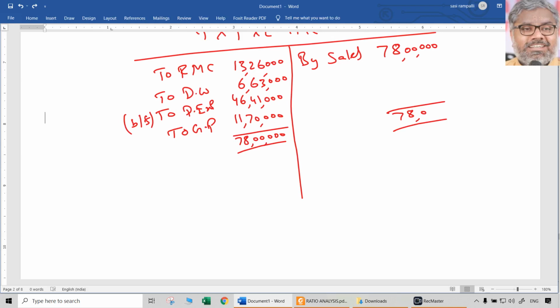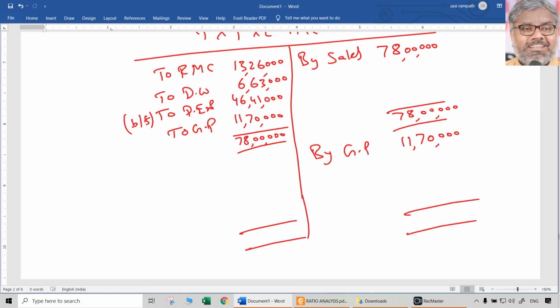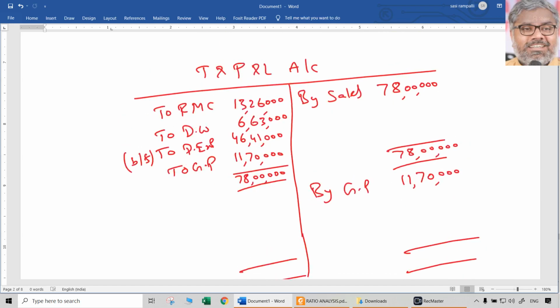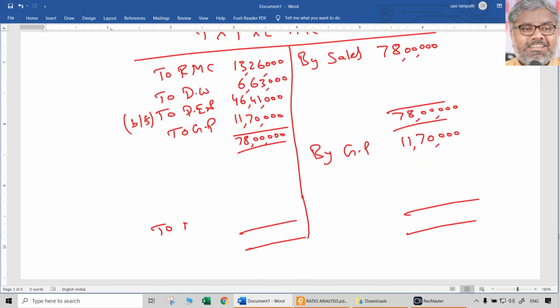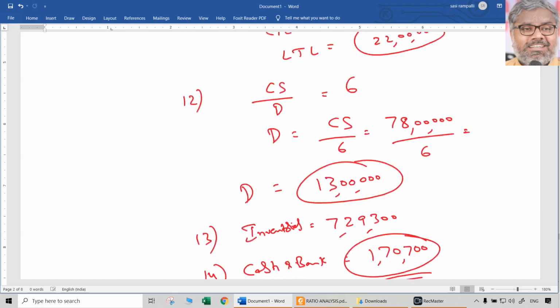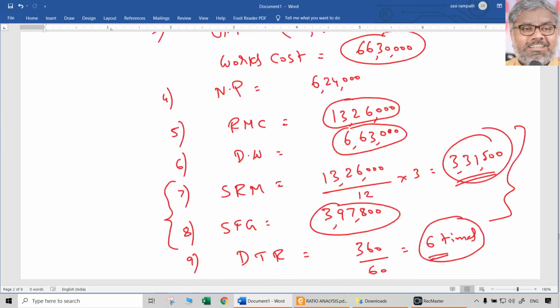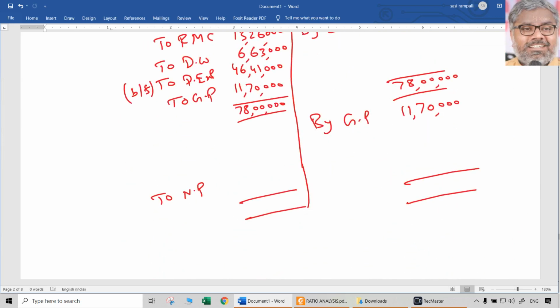So now the total of 78 lakhs is there on both sides. Now by gross profit, it goes to the P&L account as usual, simple routine accounting presentation. Then gross profit is known. Net profit is also already known. How much was net profit? That we calculated already, 6 lakhs 24,000. So 1170 naturally will be the total of this.